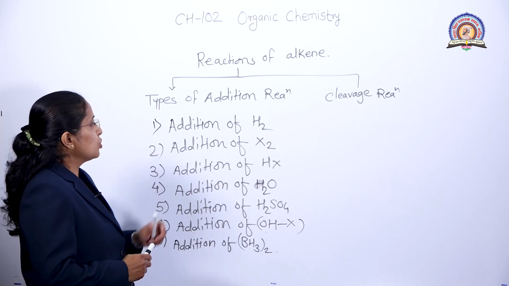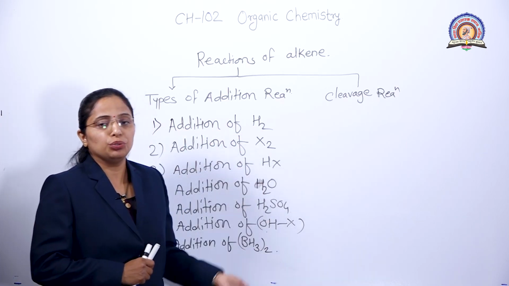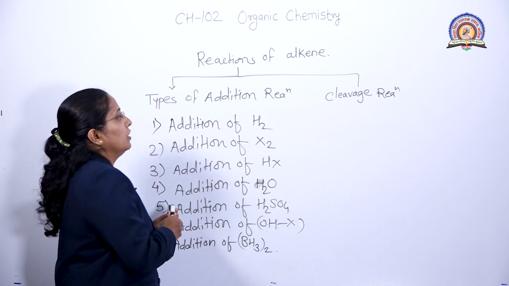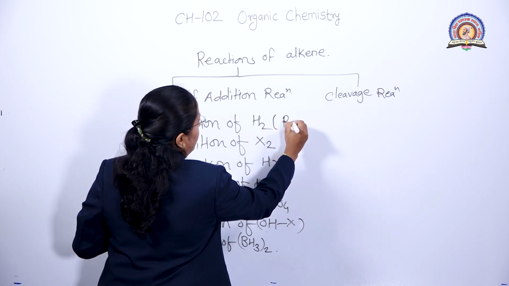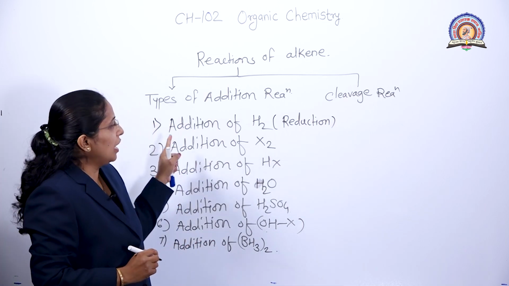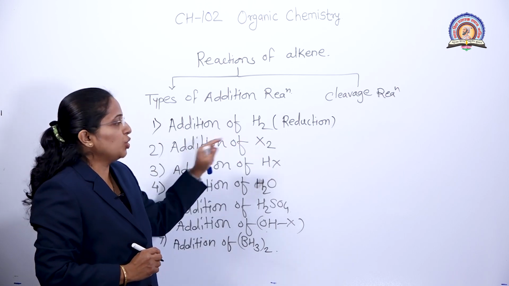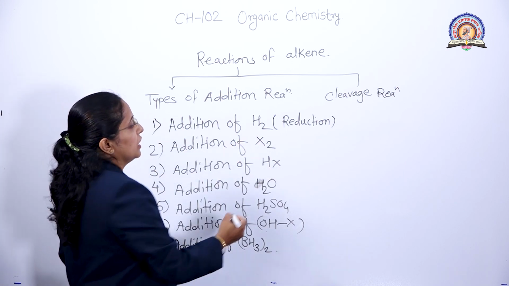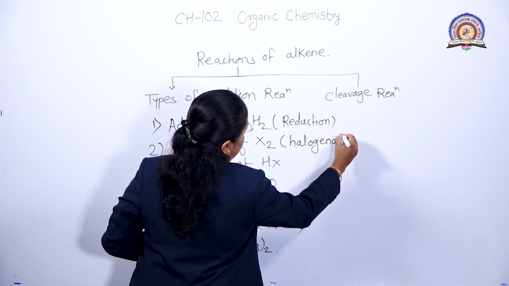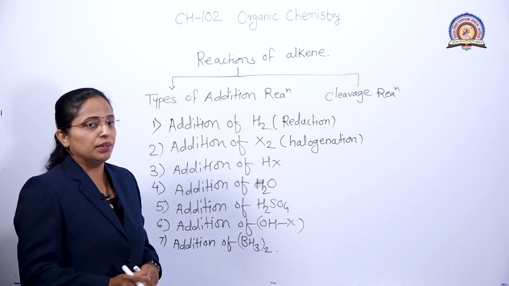So the first is addition of H2. It is nothing but we add 2 hydrogen into the alkene. So that is also called the reduction reaction. Then in the alkene molecule we also add X2. X is nothing but the halogen, and the addition of halogen into the carbon-carbon double bond is called halogenation reaction.